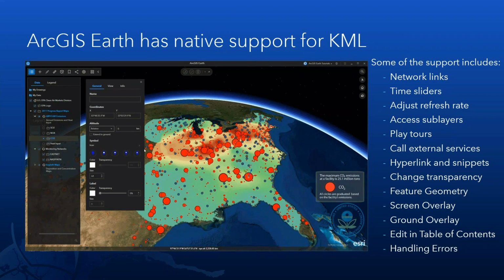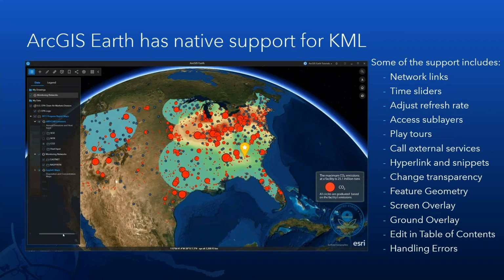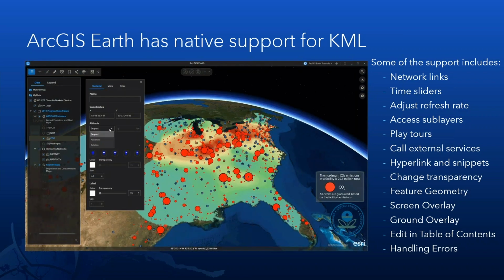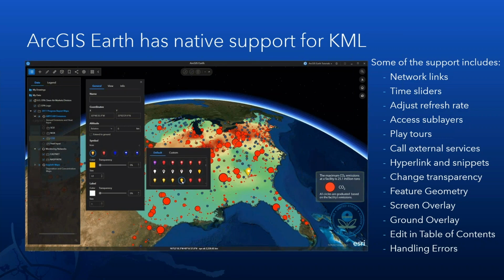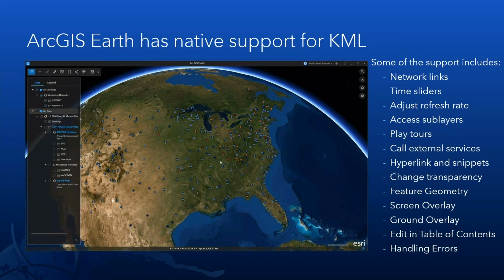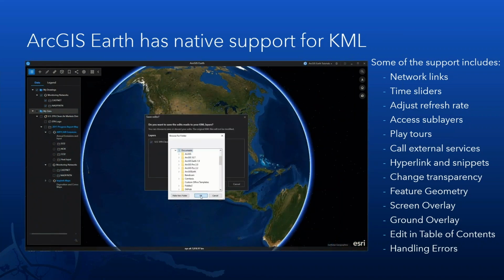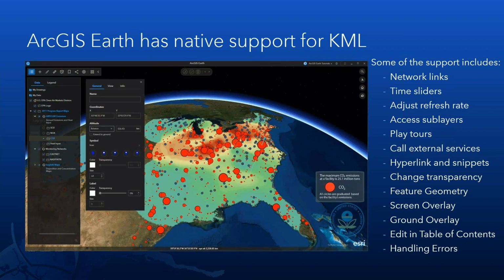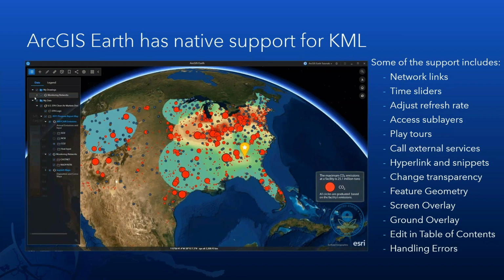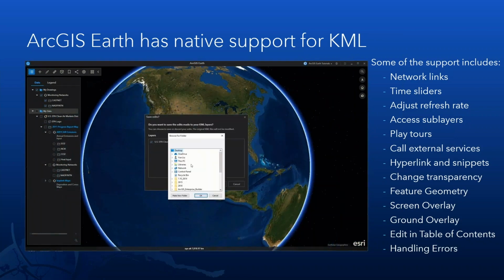So let's take a deeper look into all the different types of data that ArcGIS can consume. We've got native support for KML, including creating, editing, and saving, but we've also got support for the network links, time sliders, and adjustable data refresh rate. We've got access to the sublayers and the ability to play tours and call external services. We can add hyperlinks and capture snippets. We can change transparency. We can create and modify feature geometry, screen overlays, ground overlays. We can edit in the table of contents, and we gracefully handle all errors.